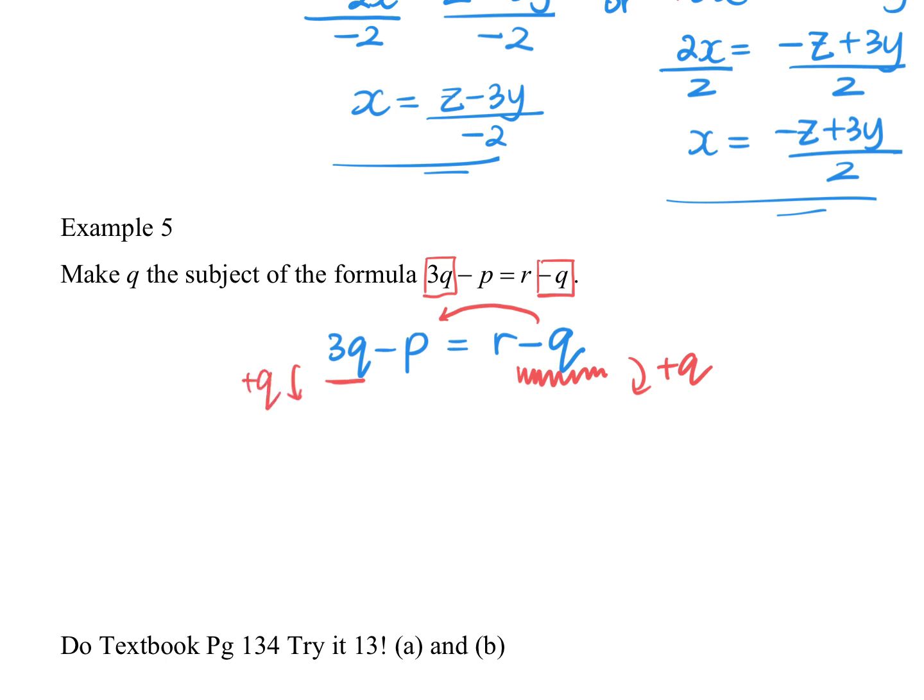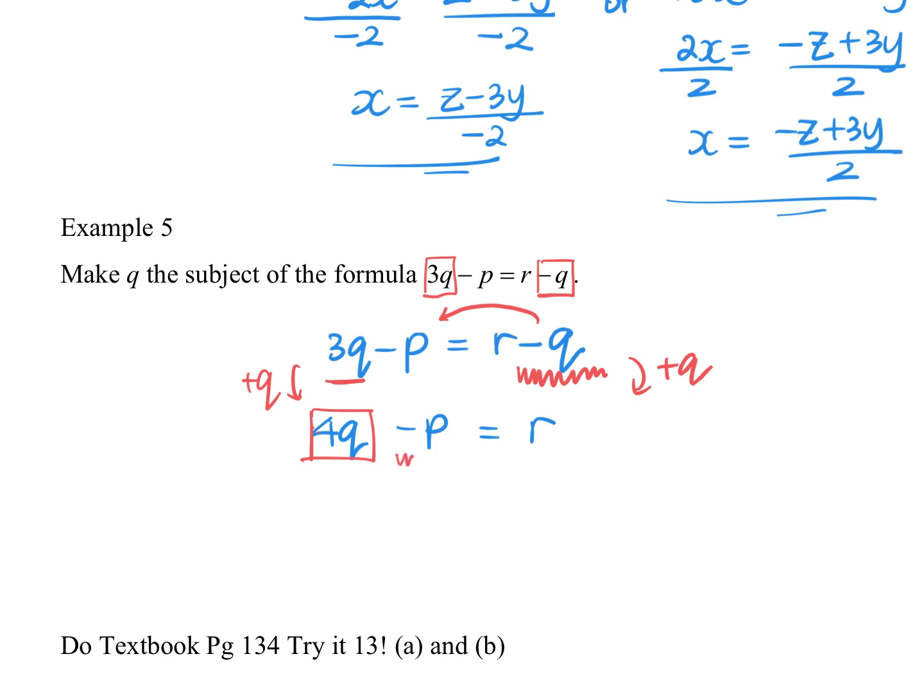So if that's the case, we will get 3q plus q, and we'll end up with 4q. We add q, right? So the 3q and the q add together, 3q plus q, 4q. Negative p stays here. This one is your r. Remember, we want to make q my subject. Now this is 4q on its own, from two locations become one location already, centralized already.